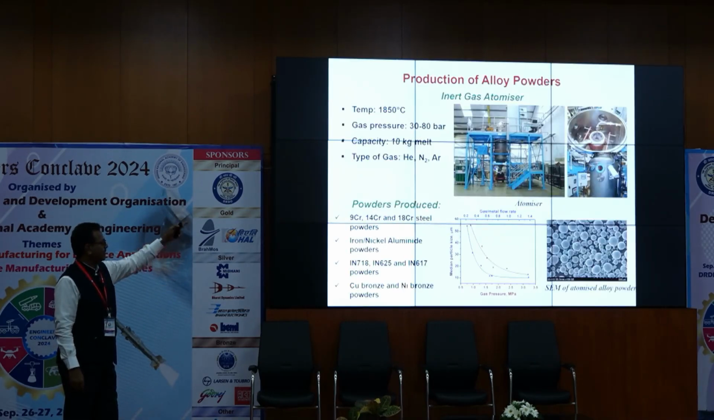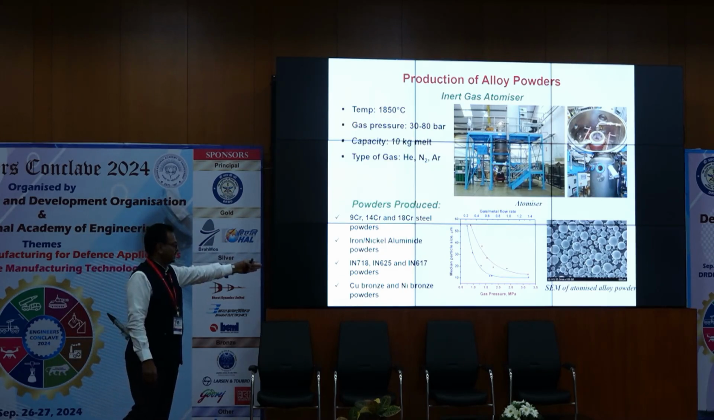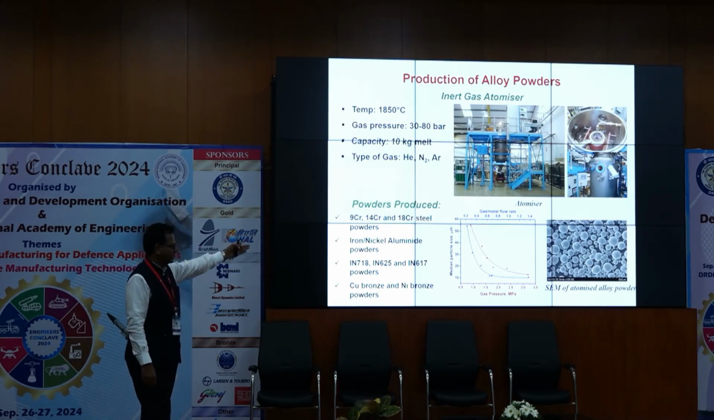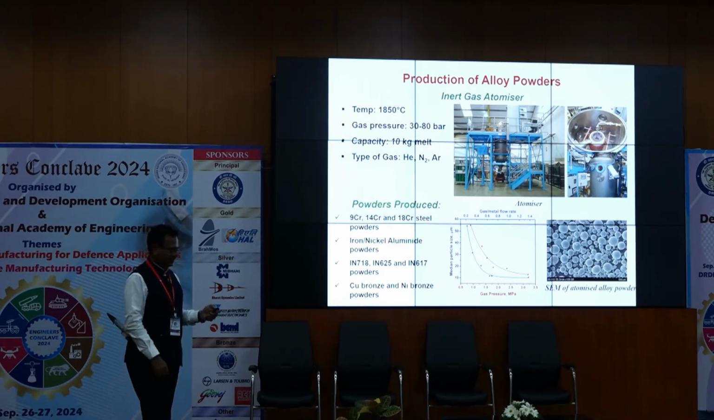So we have a system with 10 kilograms of melt capacity. You can use helium, nitrogen and argon. It has a vacuum induction furnace on the top, atomization in the middle, and the bottom one is a powder collector. Over a period of time, we have generated data on gas pressure and gas to metal flow rate against median particle size. So whatever the material, we play with these G by M ratios to get the particle size we need.